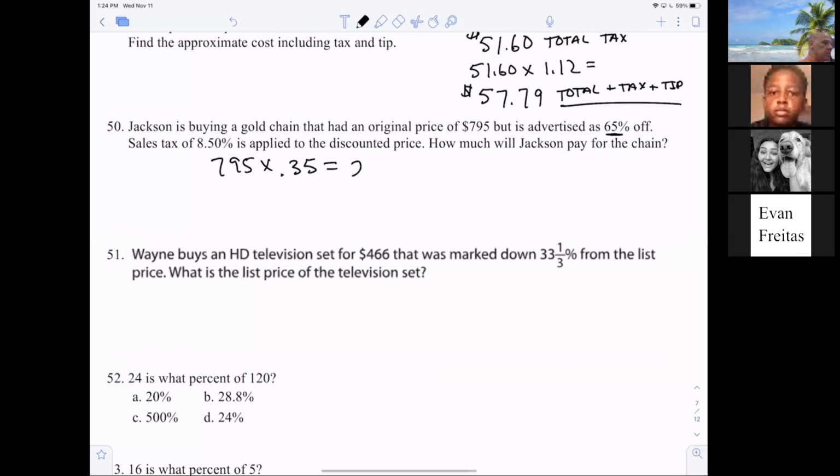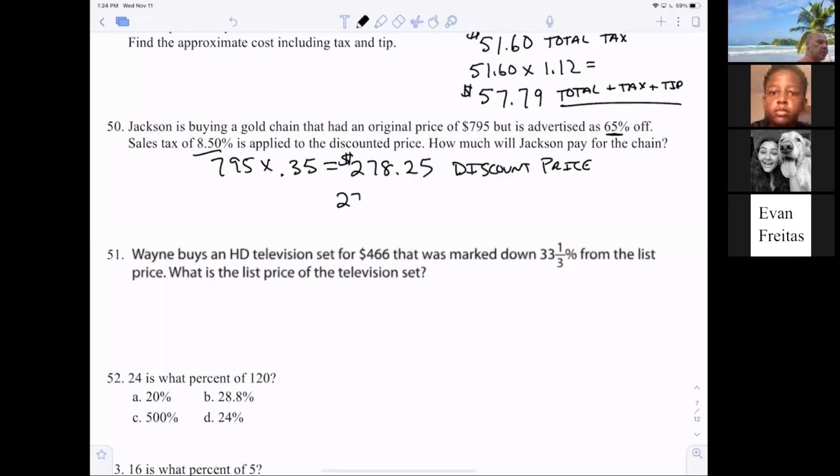$278.25. Yep. All right, so that would be the discount price. Okay, that's how much you have to pay. But now we have to pay 8.5% tax. We do 278.25, multiply that by 1.085. Tell me what that is. Rounded to the nearest penny, don't forget. $301.95. All right, 301.90.